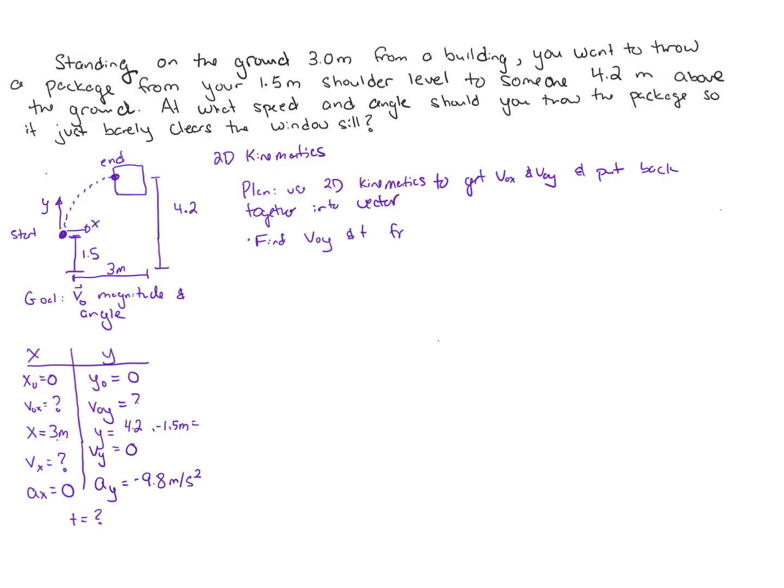So that'll probably be two different of my kinematics equations. Use t from there to find v naught x. All right, so there's my plan. Why don't you pause, see if you can choose the correct kinematics equations and execute this plan.